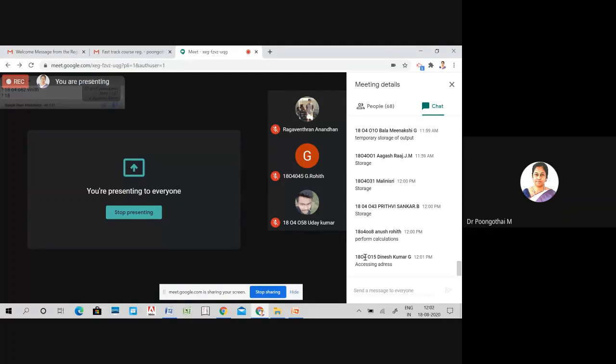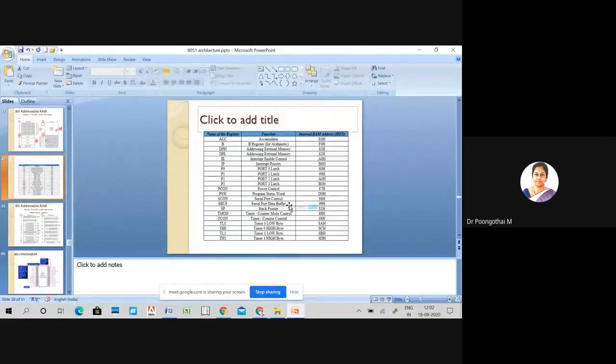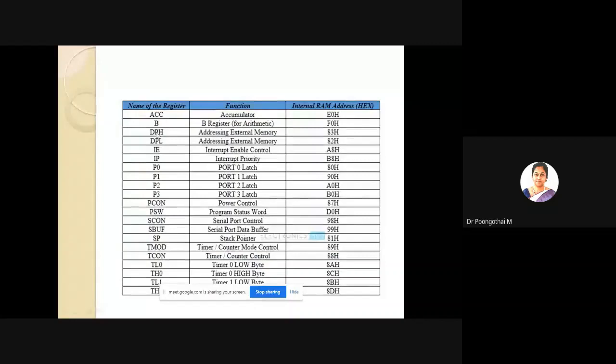It is used as two 8-bit general purpose registers. It is divided into two registers, DPH and DPL. So it's a 16-bit register, divided into 8-bit, 8-bit. DPL is the lower order data pointer. DPH is the higher order data pointer. So mainly DPTR is used to access elements from external memory, that is addressing external memory. It consists of two internal addresses: for higher order DPTR 83, for lower order DPTR 82.